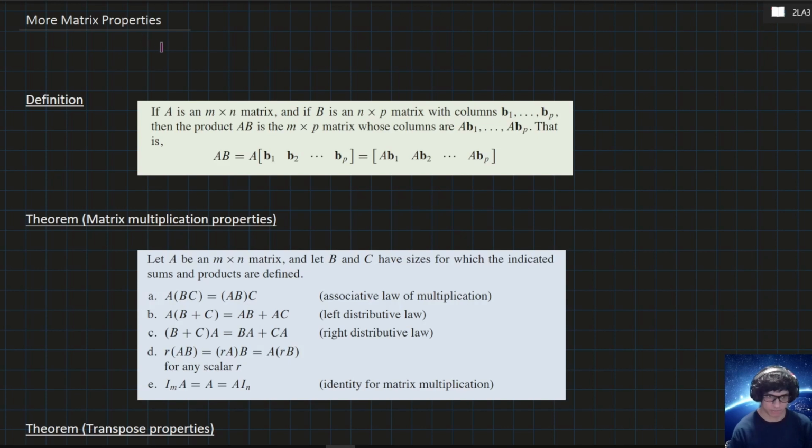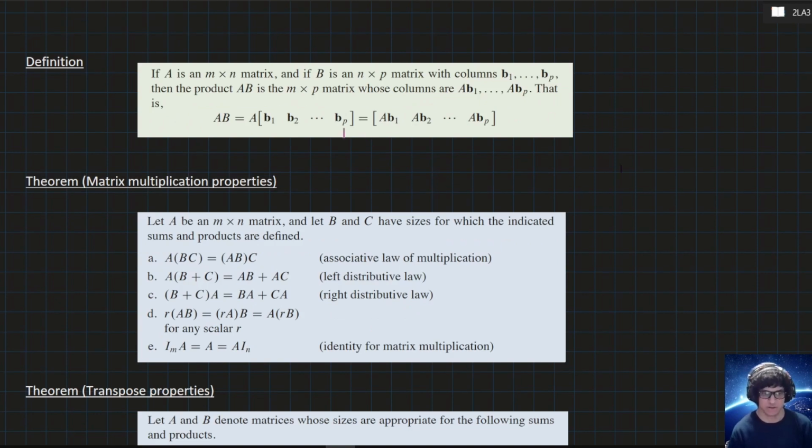Let's review some properties of matrix multiplication. Just as a reminder, here's the definition of matrix multiplication. We have A times B. We think of B as its columns, B1 through Bp. To compute the product A times B, the first column is A times the first column of B, and the second column of the product is A times the second column of B, and so on. That's the definition we've been using.